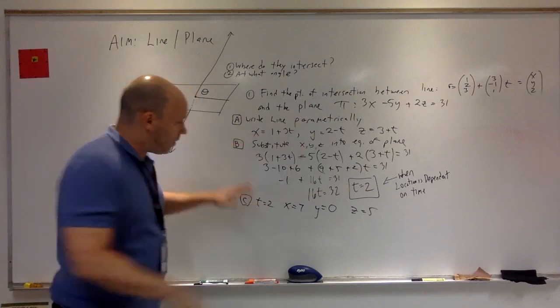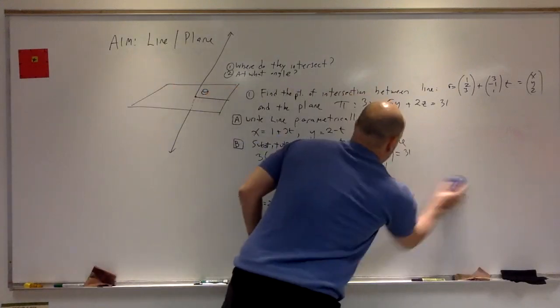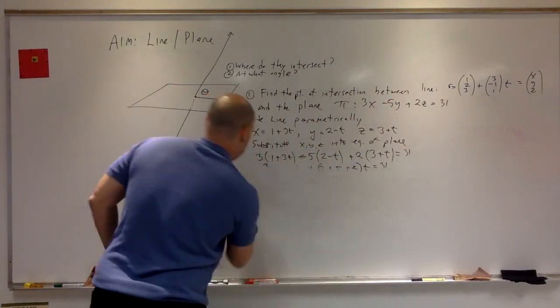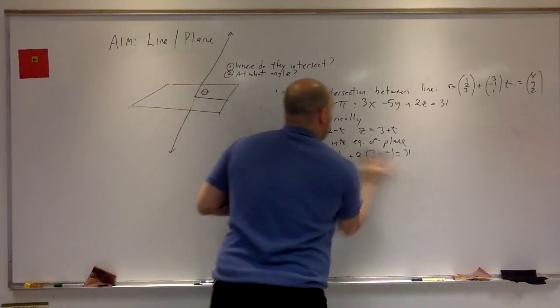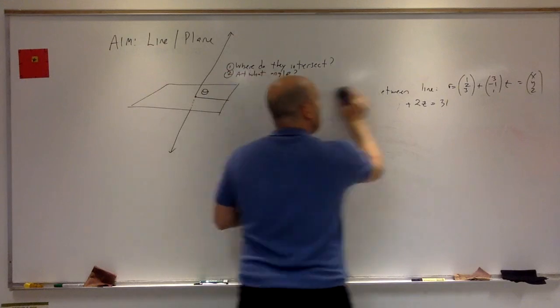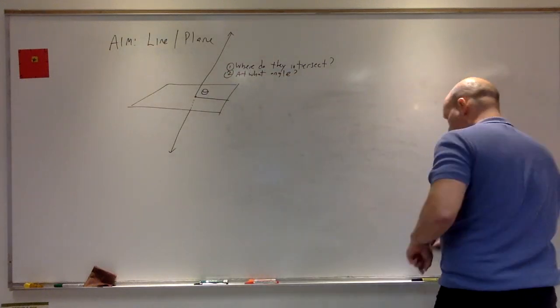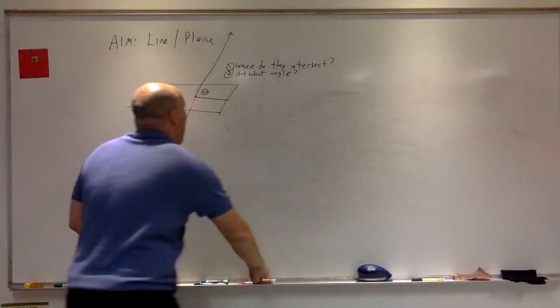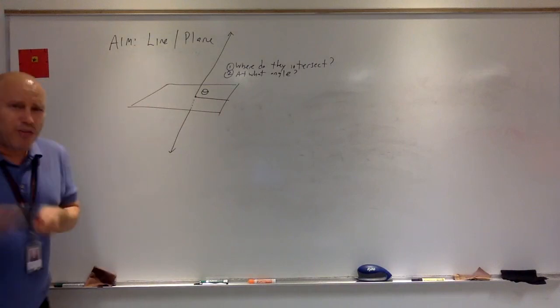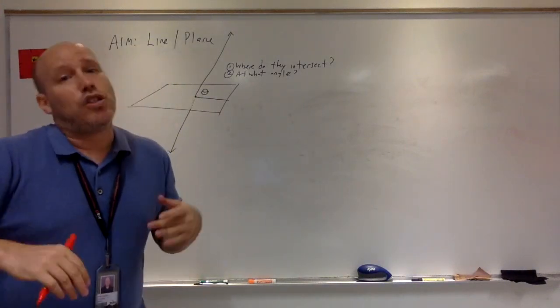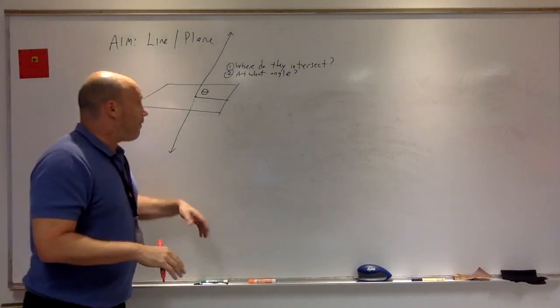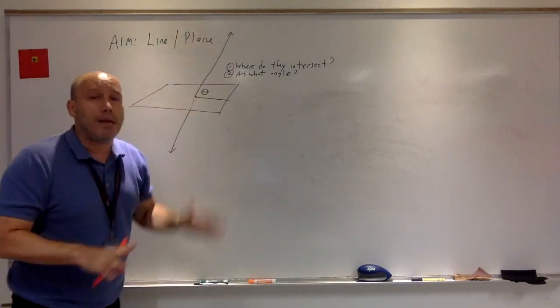So I'm going to erase this now. Okay. So the question is, how do I find this angle? Now you can say, Mr. Adler, it's easy to find the angle between two vectors. I just need the direction vector, and I have the direction vector of the line.